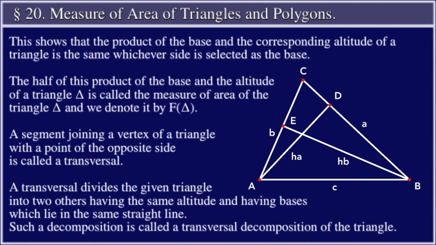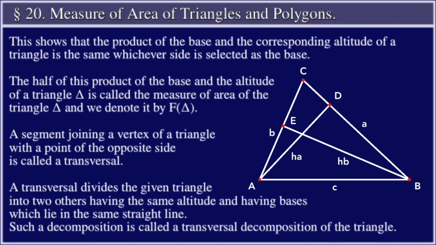This shows that the product of the base and the corresponding altitude of a triangle is the same whichever side is selected as the base. And half of this product of the base and the altitude of a triangle delta is called the measure of the area of the triangle delta, and we denote it by f(delta).